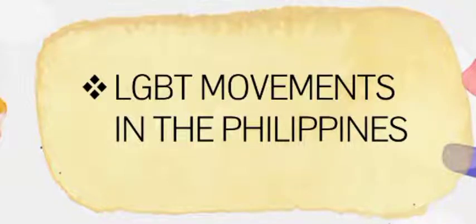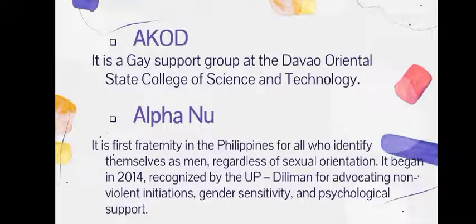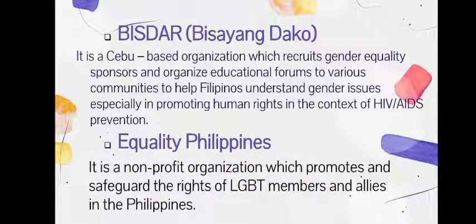LGBT movements in the Philippines. First is ACOD. It is a gay support group at the Davao Oriental State College of Science and Technology. Second is Alpha Nu. It is the first fraternity in the Philippines for all who identify themselves as men, regardless of sexual orientation. It began in 2014, recognized by UP Diliman for advocating nonviolent initiations, gender sensitivity, and psychological support.